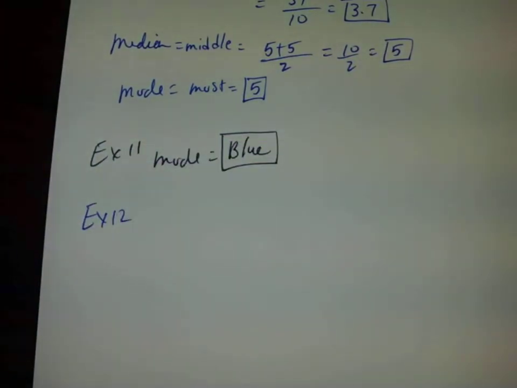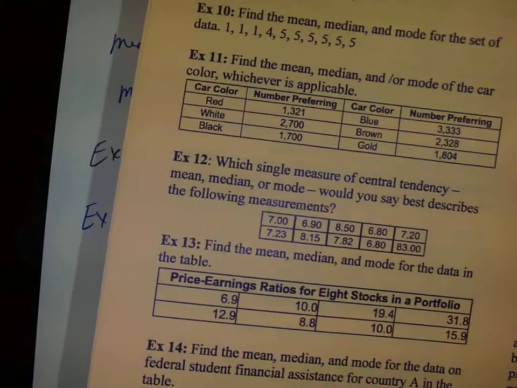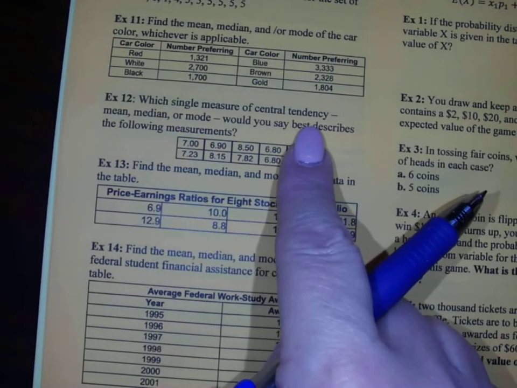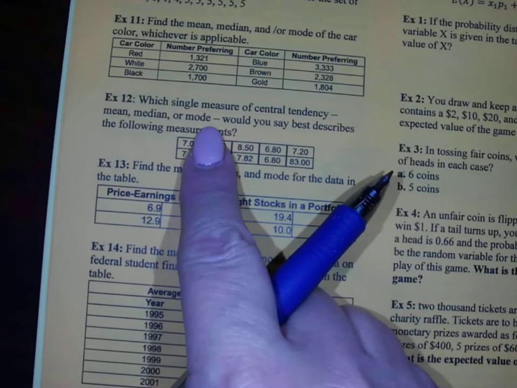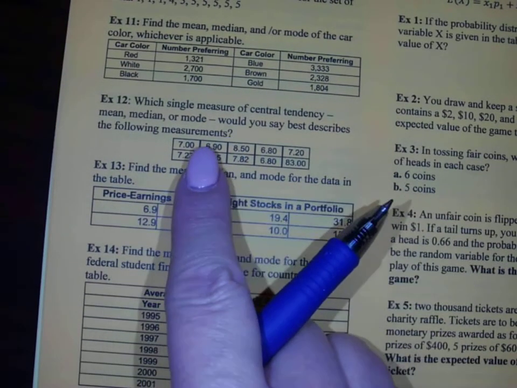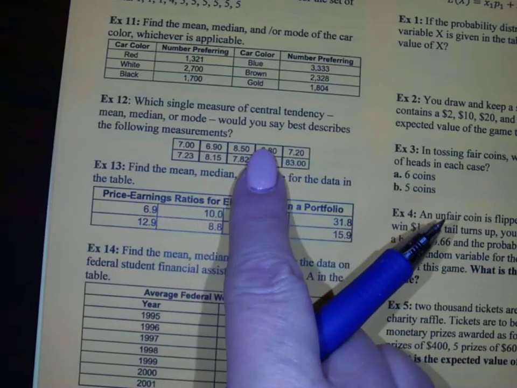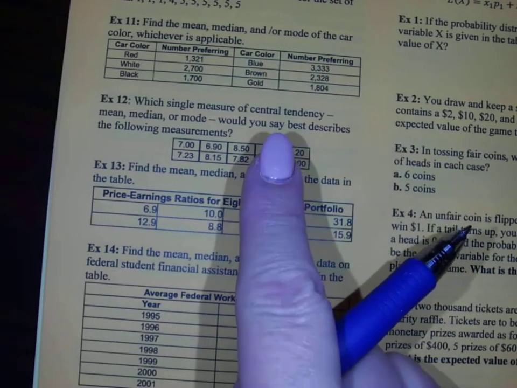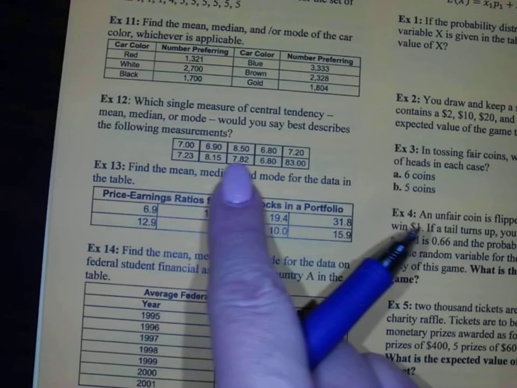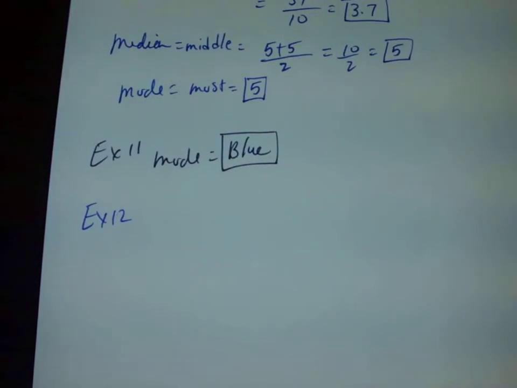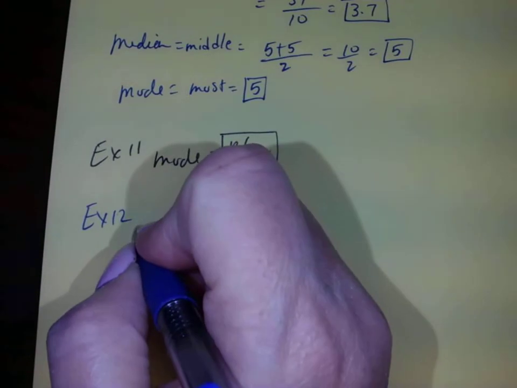All right, example 12. Which single measure of central tendency, mean, median, or mode, would you say best describes the following measurements? So we have all numbers happening here. We could find the mean, we can find the median, and we could find a mode for this. So let's go find them and then see what we decide, because we need some practice.